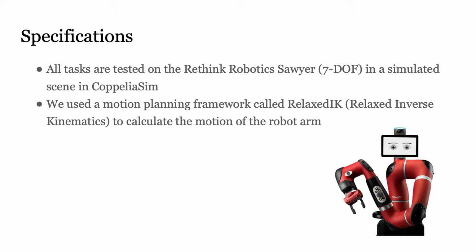So, all the tasks in this work were tested on a robot arm with 7 degrees of freedom in a simulated scene. We chose to work on a high degree of freedom robot because it has a wider range of capabilities, such as spoon feeding, garbage classification, and heart surgery. For a robot, the ability to see and understand the world around it will be extremely useful. We used a motion planning framework called RelaxedIK to calculate the motion of the robot arm.